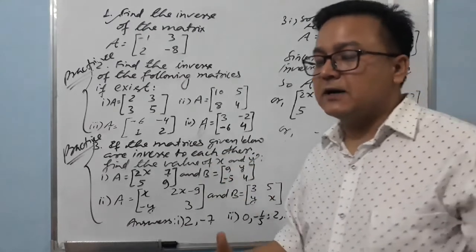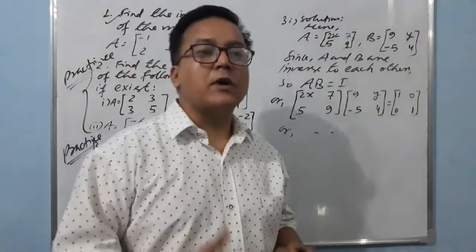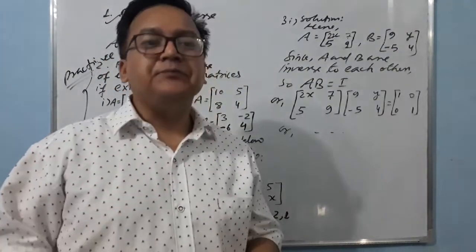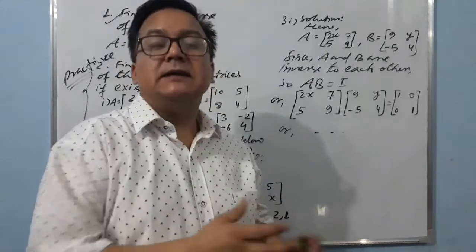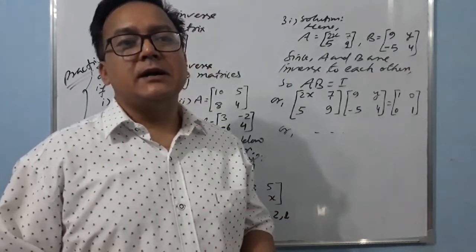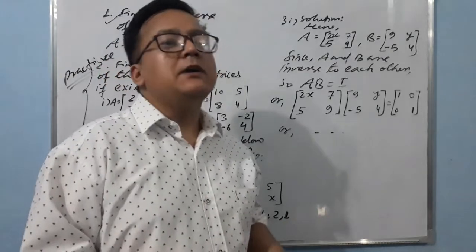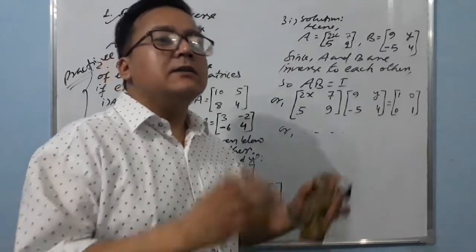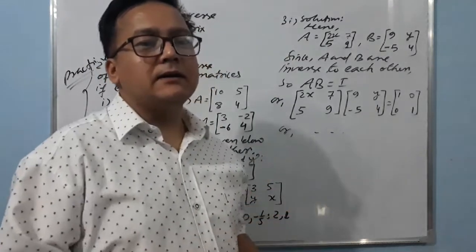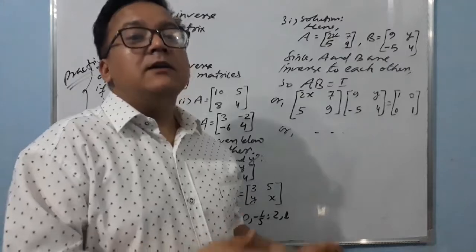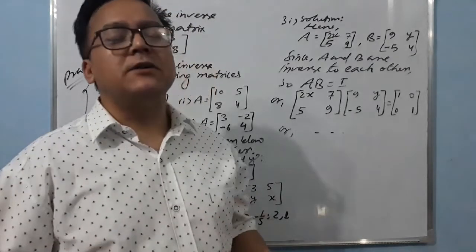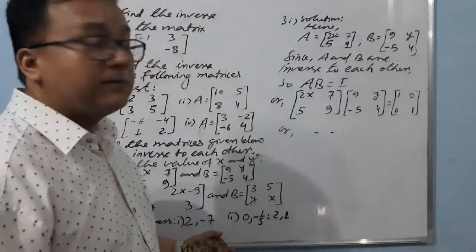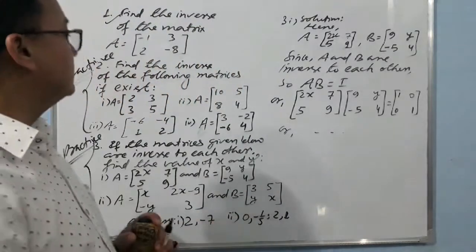If two matrices A and B are inverse to each other, then the product AB is equal to BA is equal to I. Since they are inverse to each other, in order to find the value of x, y or any other variables, you can take either condition, AB is equal to I or BA is equal to I. It doesn't matter; in both cases you will get the same values of x and y.